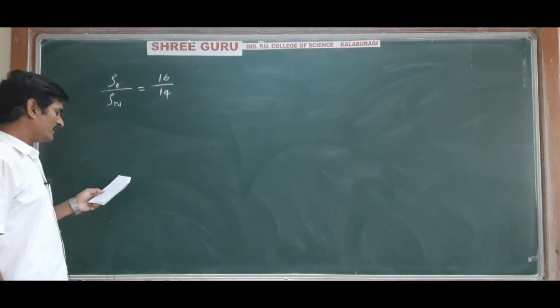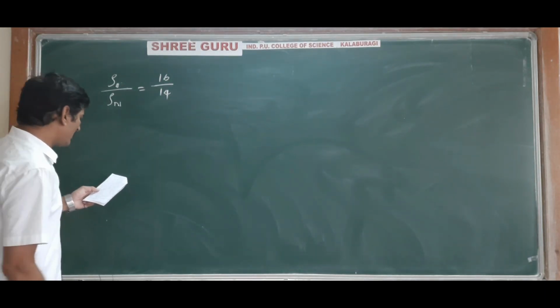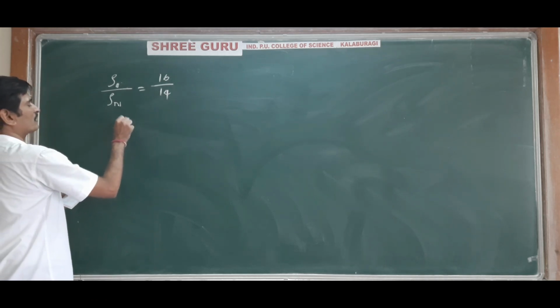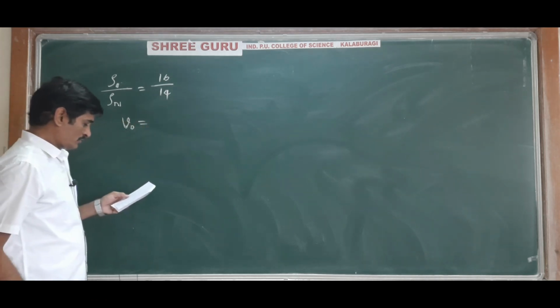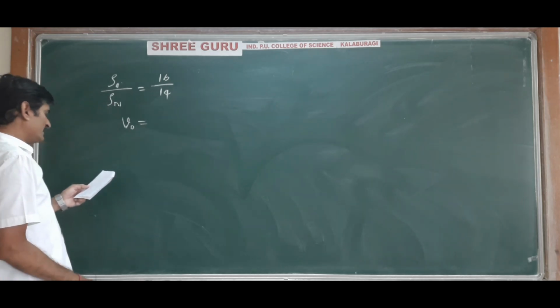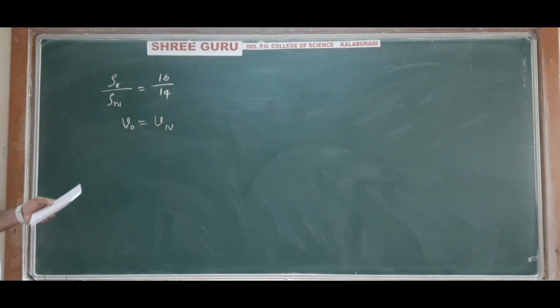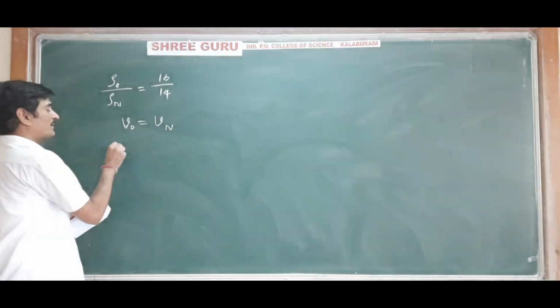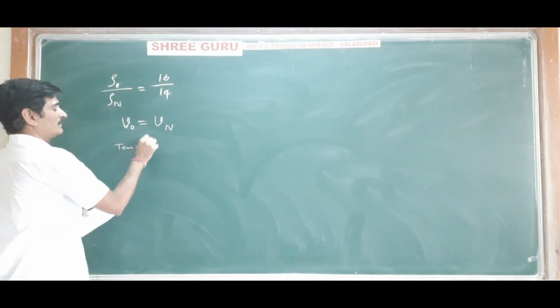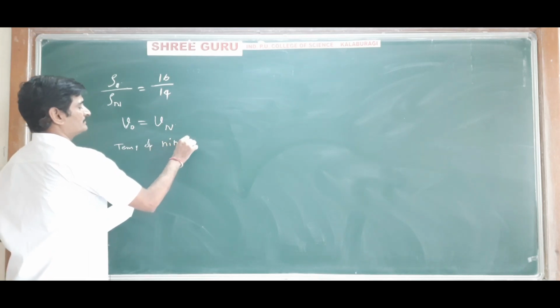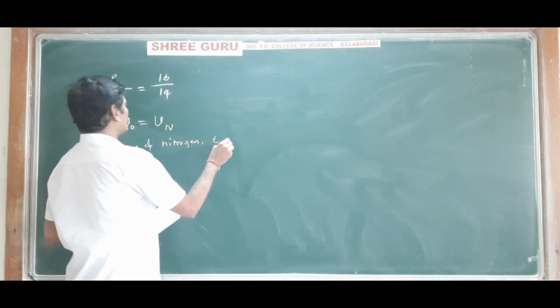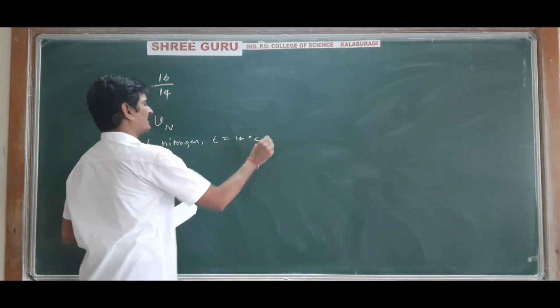At what temperature will the speed of sound in oxygen be equal to its speed in nitrogen at 14 degrees Celsius? The temperature of nitrogen is given. That is T is equal to 14 degrees Celsius.